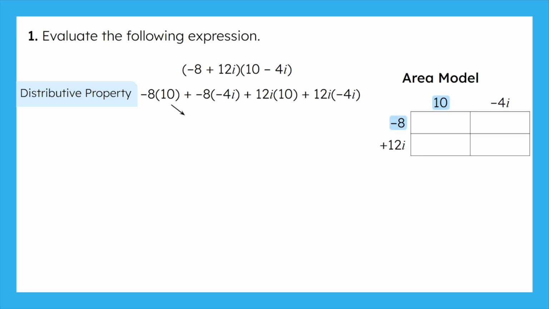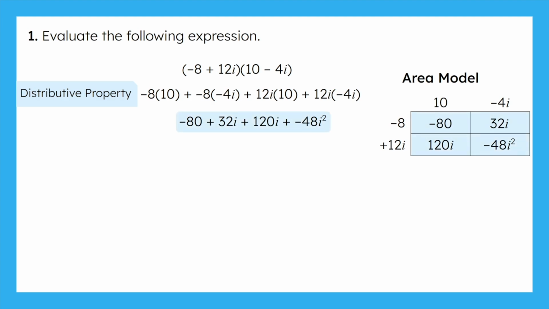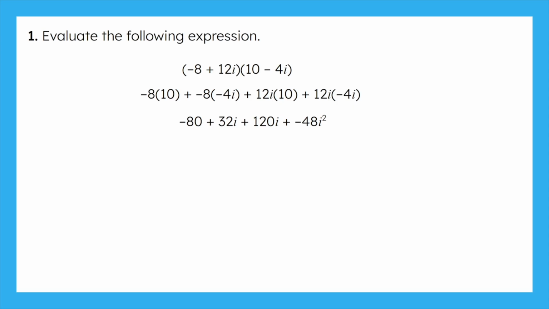-8 times 10 equals -80. -8 times -4i equals positive 32i. 12i times 10 equals 120i. And finally, 12i times -4i equals -48i squared. Comparing our expression with the results from the area model, we end up with the same expression. Now that we've completed the distributive property, which terms can we combine here? We can combine 32i with 120i to get 152i.